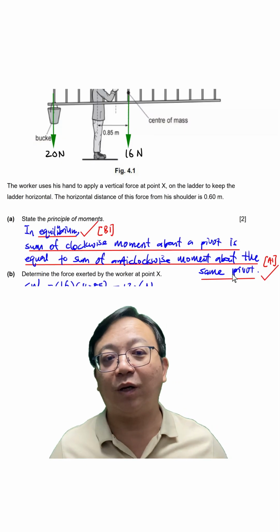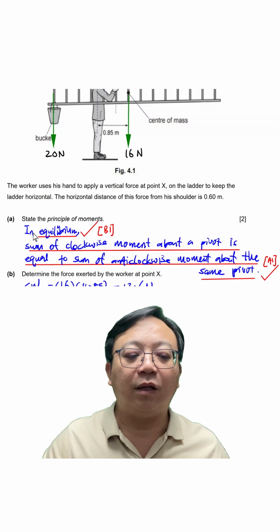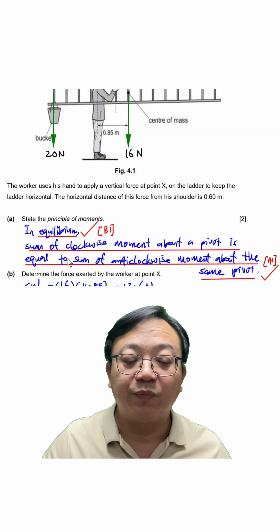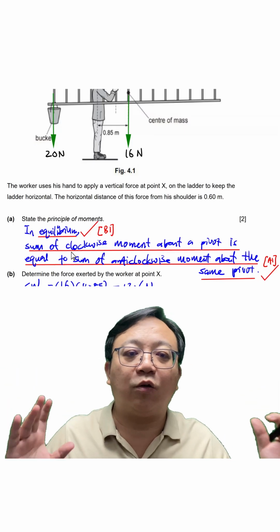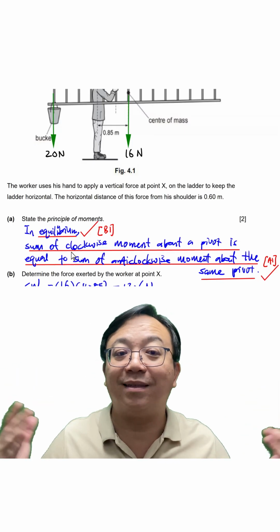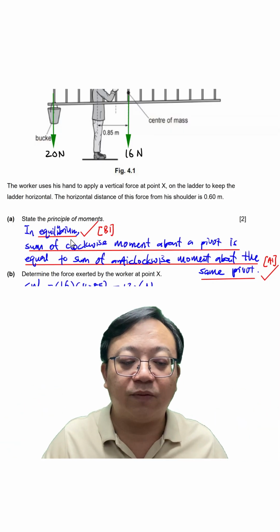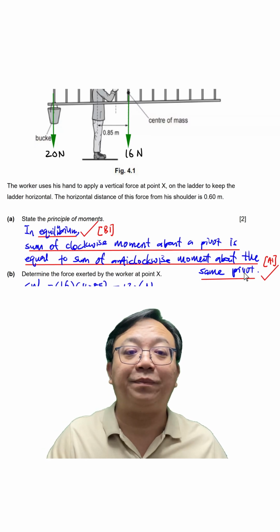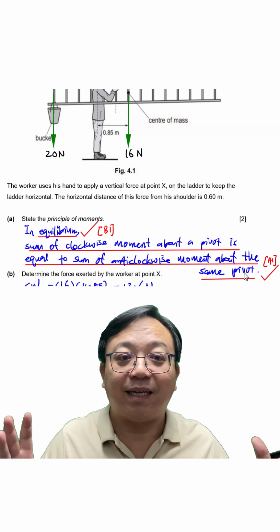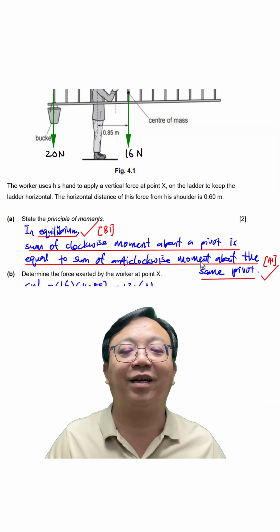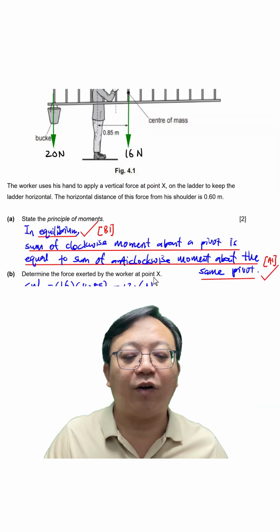You know, most of the students, what do they write? They totally forget to write the first part, in equilibrium. They just say, sum of clockwise moment equals anti-clockwise moment. Do you know you get 0 by writing that? Understand? So you must remember to write this first, in equilibrium. And do not forget about a pivot and about the same pivot. All these details are very, very important to get full marks. Okay? Don't forget that.